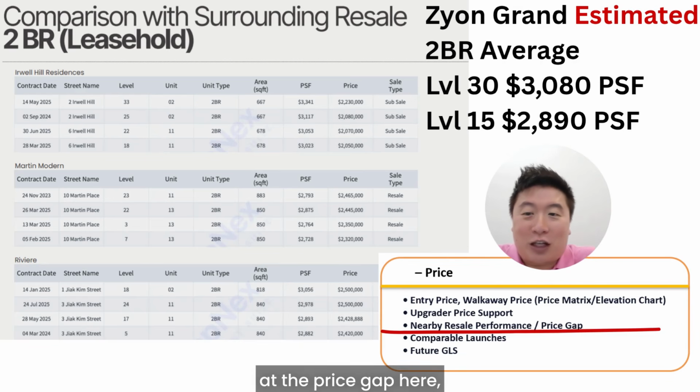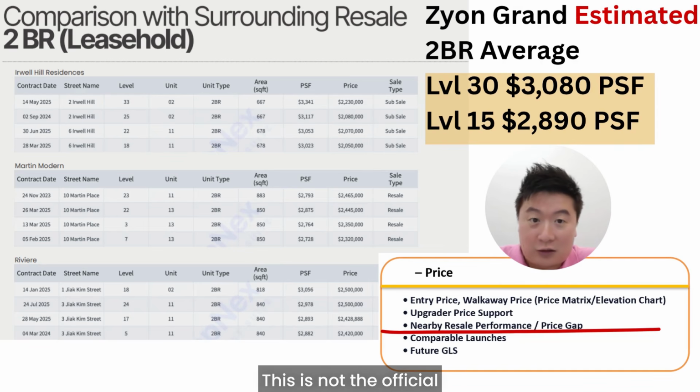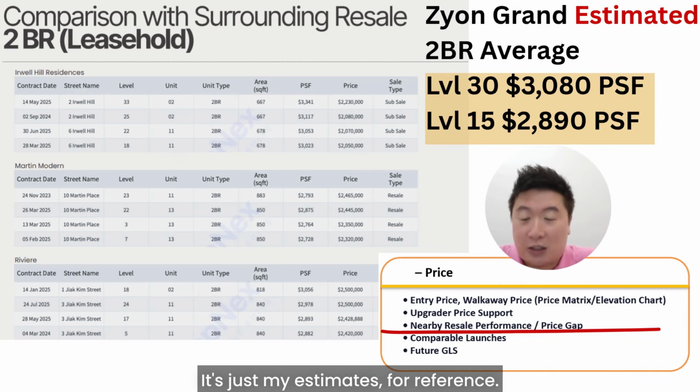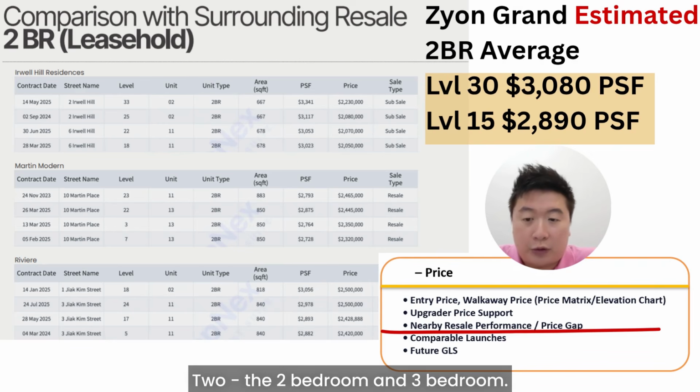So if you look at the price gap here, the Zion Grand figures. Let me just say that these are all based on my own estimates. This is not the official figure. This is not the official launch day figure. It's just my estimates for reference. So I am going to look at 2 bedroom first and then 3 bedroom.